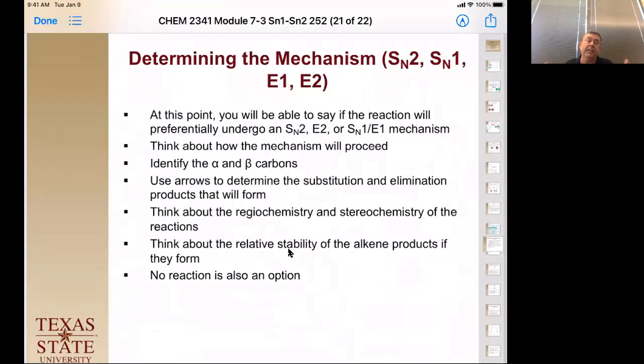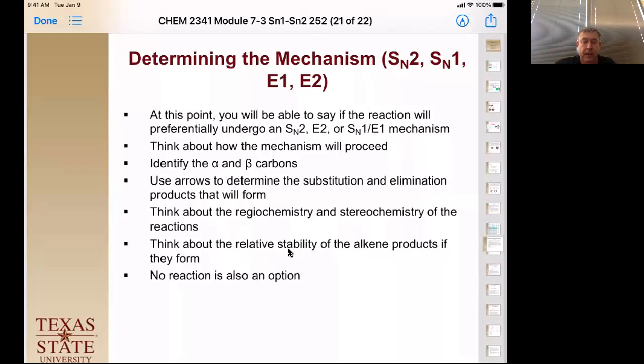After that, you should be able to determine what is going to happen or not. And then if you decide it's going to happen as an elimination reaction, you have to decide your alpha and beta hydrogens and then figure out your regiochemistry for your reaction. Is it going to take the Hofmann product, or is it going to take the Zaitsev product? And always remember, no reaction is also an option, i.e. methyl halide with water. Nothing happens.